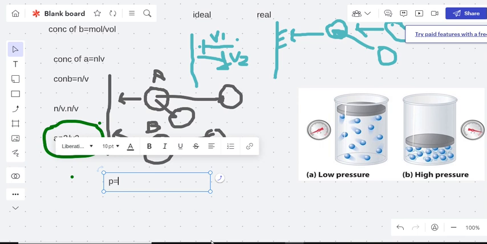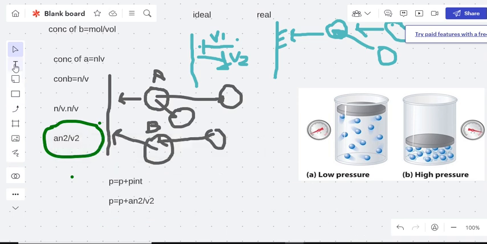P is equal to total pressure, which is equal to P plus P. Now what is internal and external here? I'm going to discuss the P internal, which is something like this. P total pressure is equal to P plus a n square divided by V square, right? This is something like this. Now there are two pressures that are involved here, two pressures.